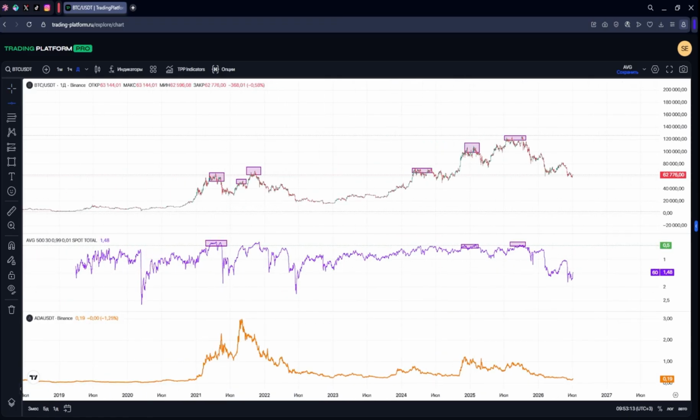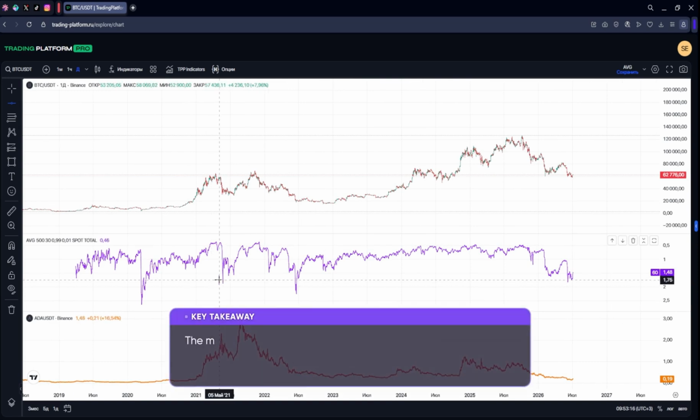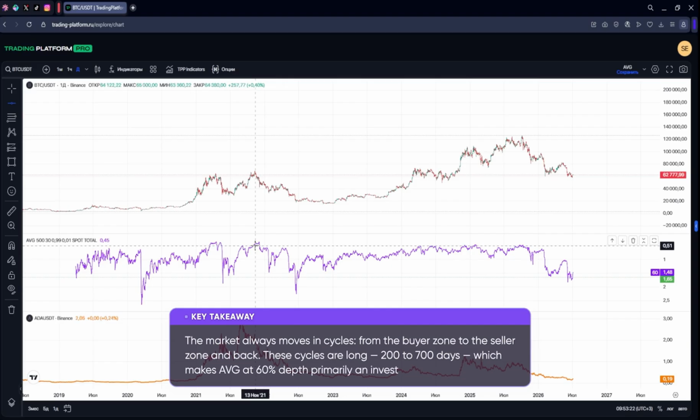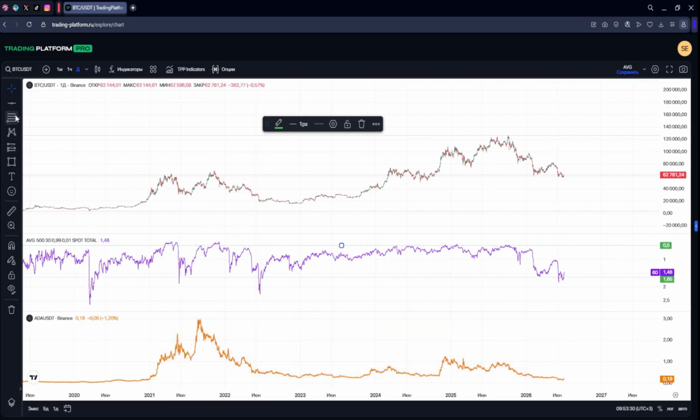What conclusion can we already draw from what we've looked at? That markets always move from the buyer's zone to the seller's zone. Here, the seller's zone is AVG 0.5. The buyer's zone, in our case, is AVG 1 and 5. These are global areas for buying and selling, which are more suitable for investors. But we'll go into more detail on this in a moment.